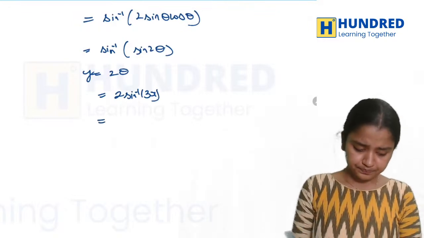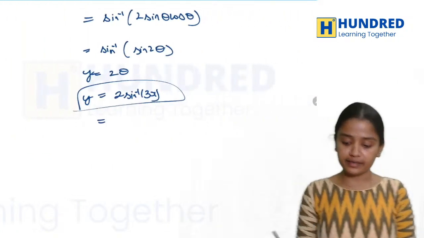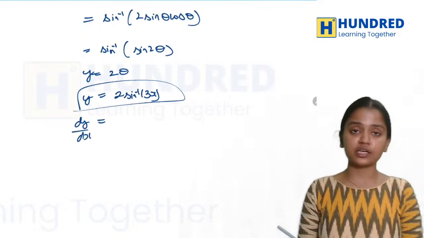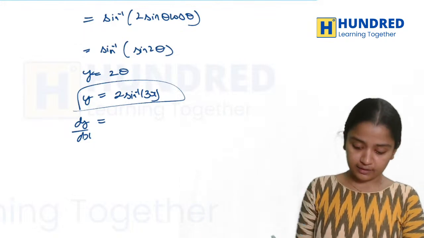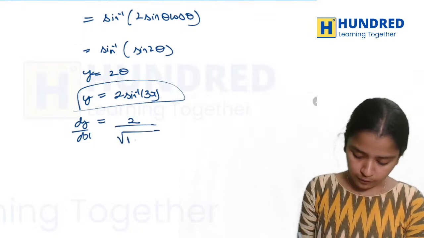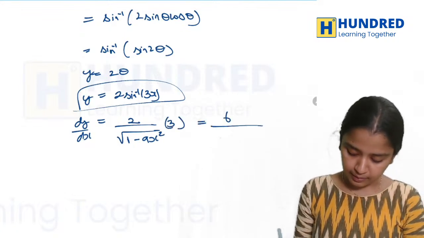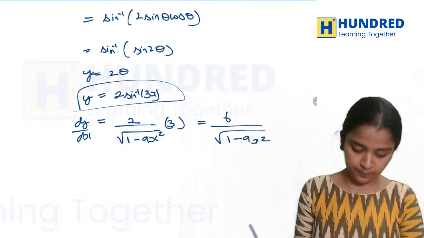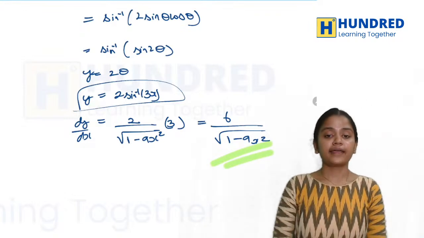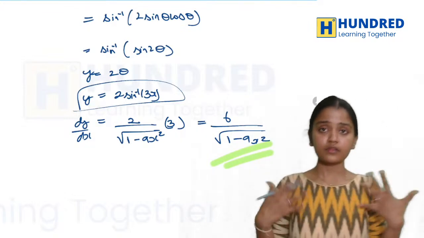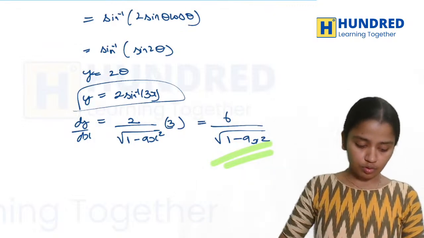Okay, now this is my y. I should find my dy by dx. So dy by dx: differentiation of sin inverse x is 1 by root of 1 minus x square. So 2 by root of 1 minus 9x square into 3. So what will this be? 6 by root of 1 minus 9x square. So this is my dy by dx. So this is my final answer. Okay, are you clear? So this will be my final answer. Right, now let's do the next one.